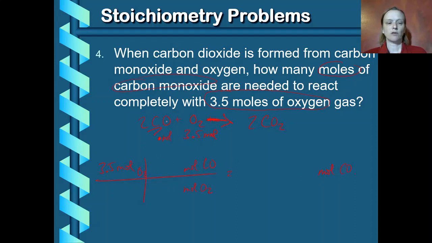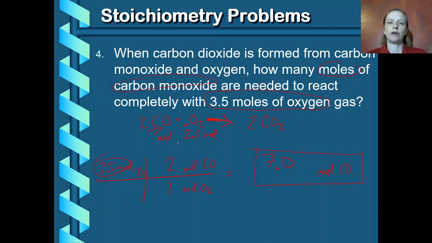Using the conversion factor from this balanced equation, I have 1 mole of oxygen for every 2 moles of carbon monoxide. And doing the math, we have 3.5 times 2 divided by 1. If you put this into your calculator it will give you just the answer 7. But I want my final answer to have 2 sig figs. So I'm going to type in 7.0 moles of carbon monoxide.